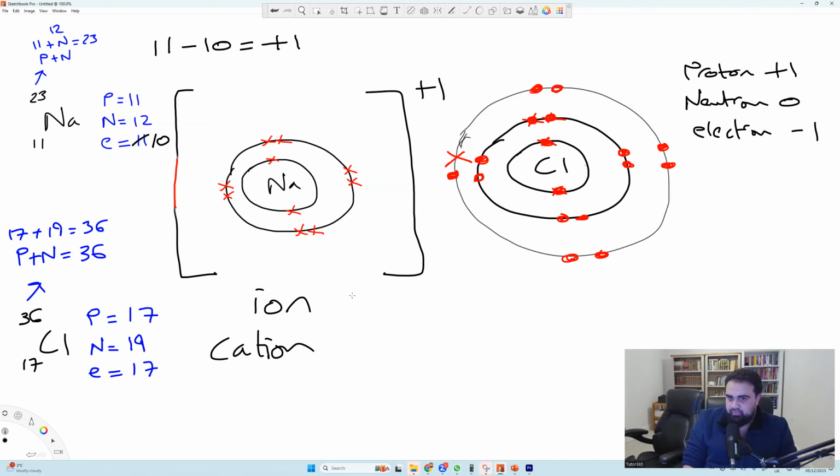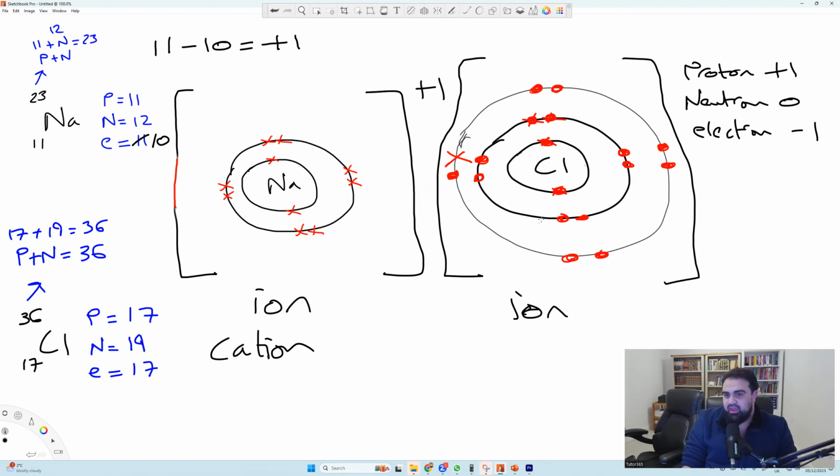Chlorine becomes an ion as well, because an ion means a charged particle, doesn't it? Yes. Chlorine becomes an ion, right? Yep. And it used to have 17 electrons, but what's happened, Rachel? It now has 18. It's gained 1. So chlorine becomes a -1 charge.